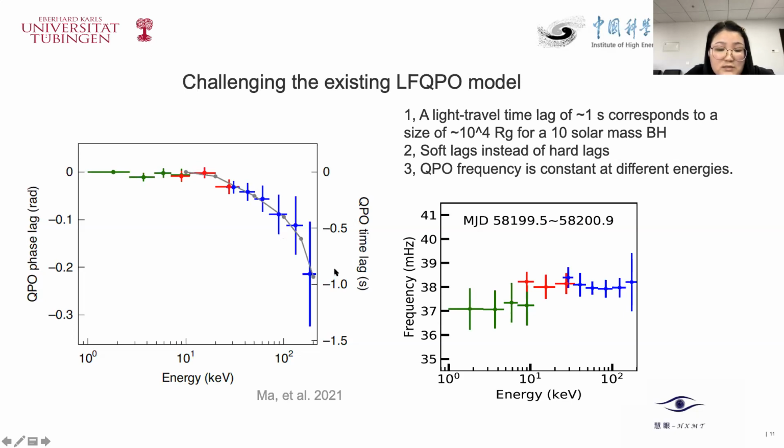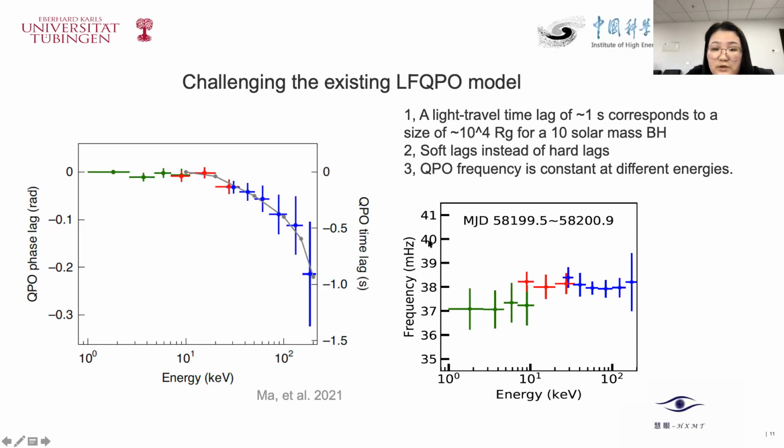And it raises the question about the origin of the soft lags, because if the hard photons are caused by the Comptonization in the corona, then you should see hard lags in the lag spectrum instead of soft lags. And if you consider that this soft lag is introduced by the light travel time, it will correspond to a size of about 10^4 RG for 10 solar mass black holes. So it would be too huge to be physical in this source.